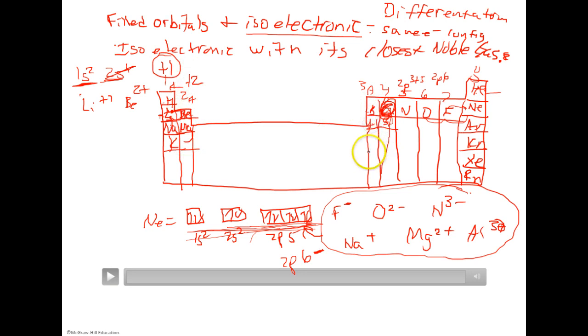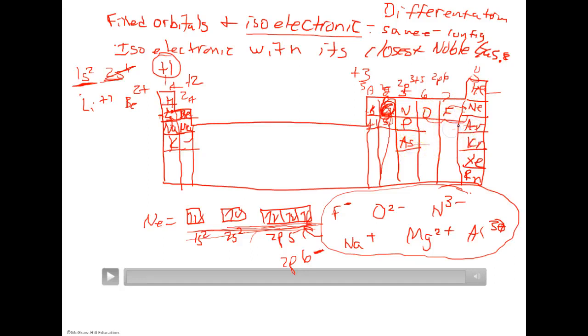Boron, aluminum, indium, gallium, thallium, they all have +3 charges. 4 we're not going to worry about. Now, nitrogen, underneath nitrogen is phosphorus. Arsenic is in here. These are all isoelectronic with the noble gas after them. These want to gain electrons.